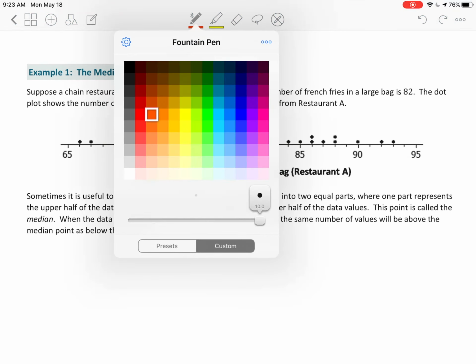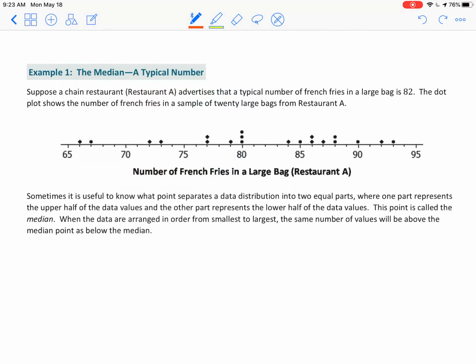All right, guys, so now we want to talk about median. In this example, the median is called a typical number. Suppose a chain restaurant, we'll call it Restaurant A, advertises that a typical number of French fries in a large bag is 82. That means generally when they make a large French fry, there's going to be about 82 French fries in there.